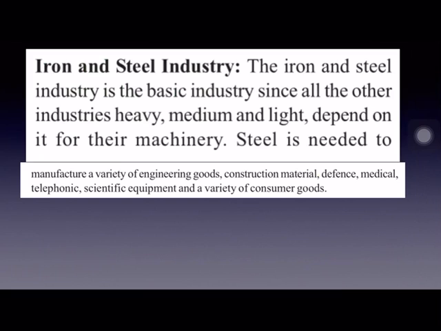Now let us see the first one, iron and steel industry. It is the basic industry for many other industries, and it is one of the heavy industries. For all the other heavy, medium and light industries, the iron and steel industry provides the required machinery. That means all varieties of machines are produced in the iron and steel industry.